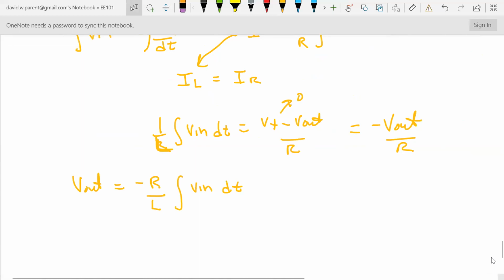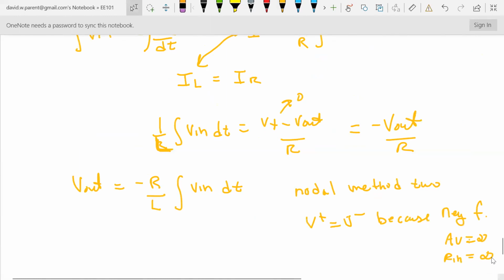So what I found is that when there's an inductor or a capacitor and I can't use the Laplace transform because I've forgotten it or something, I've got to use nodal. But let's just say nodal method 2, right? V plus equals V minus because of negative feedback, AV is infinity. All right.